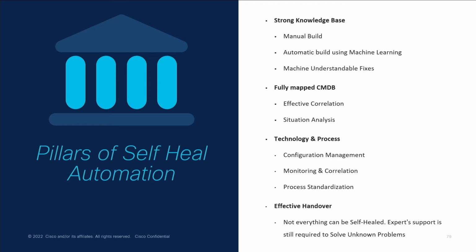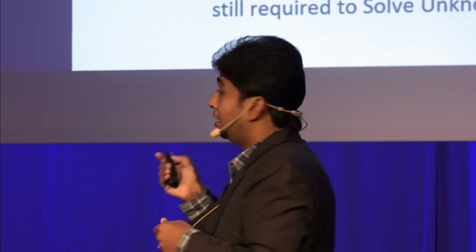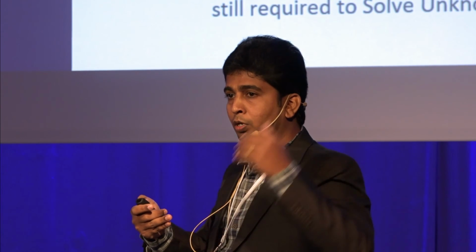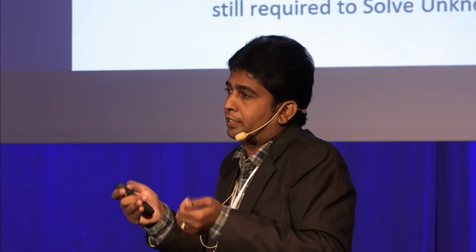The first one is a strong knowledge base. We need to have a knowledge base getting accumulated. Maybe we can start with a manual build. So manually we have to go and add the event handlers. We'll have to create the actual solutions in the NSO, in the KB classifier. Because this is issue by issue, we'll have to look at what could be the problem and what could be the solution. We'll have to build that manually. But this is time consuming.